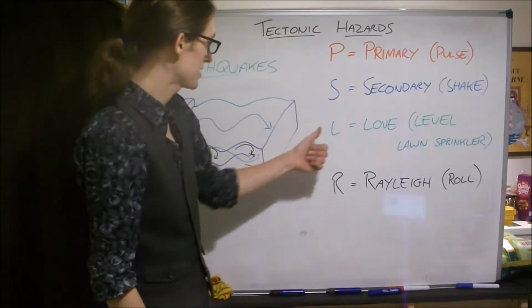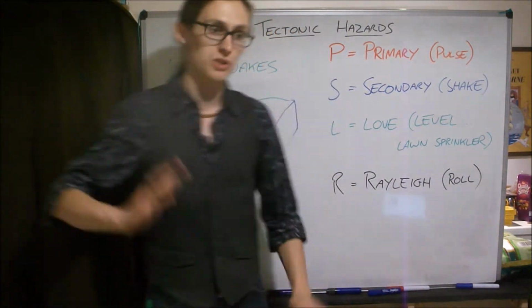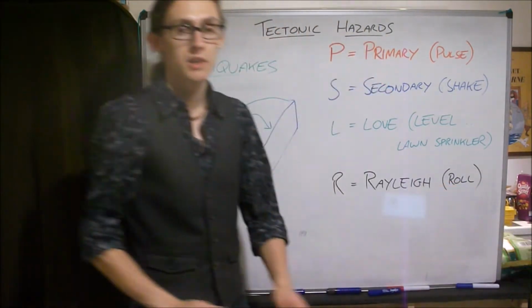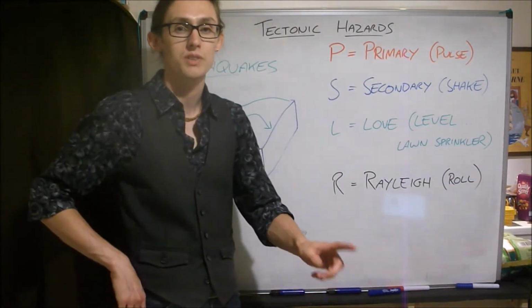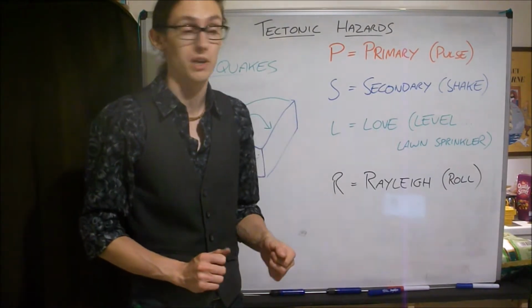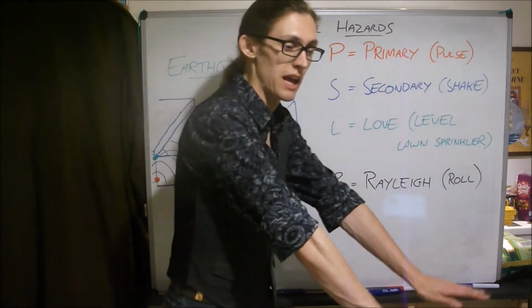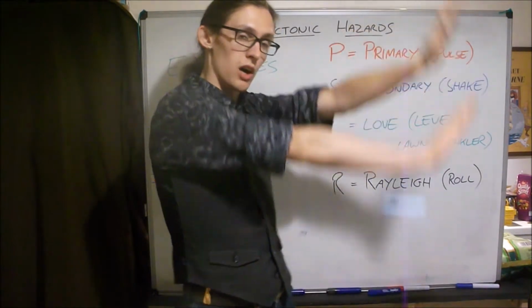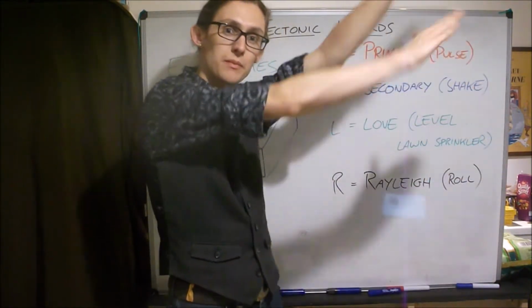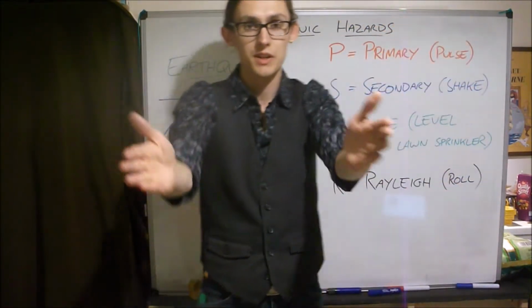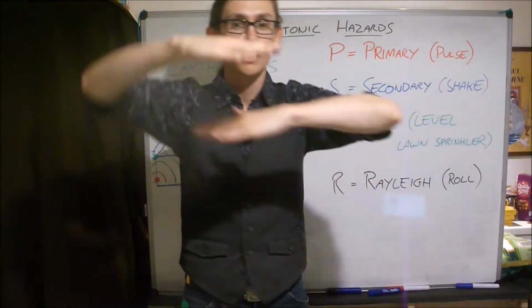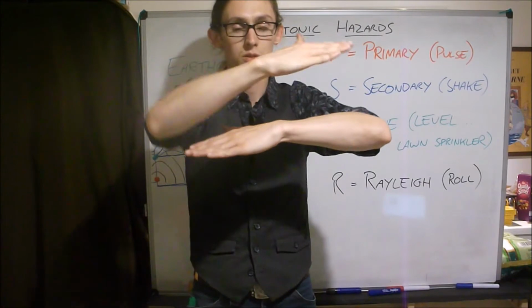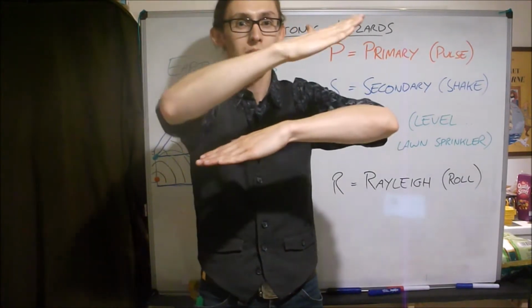And it goes P, S, L, R. So you start off with the pulse. That travels the fastest. That's the one that you can detect quite easily, and it gives you forewarning there's an earthquake coming. Then you get the S, where it's going up and down like that. You've then got the L, which is going side to side. And finally, the roll of the Rayleigh wave.